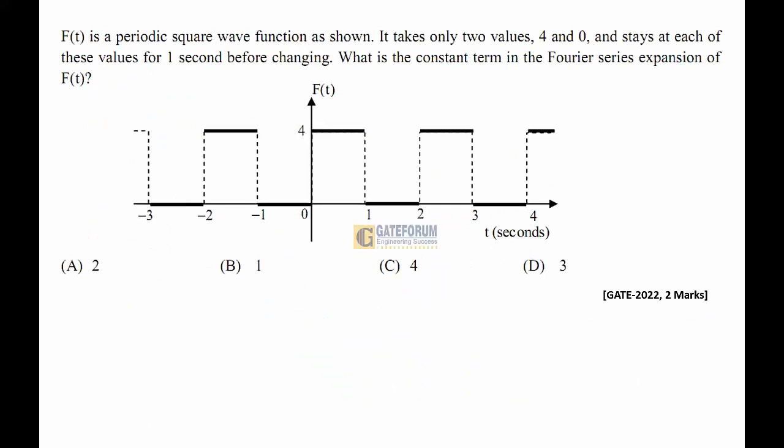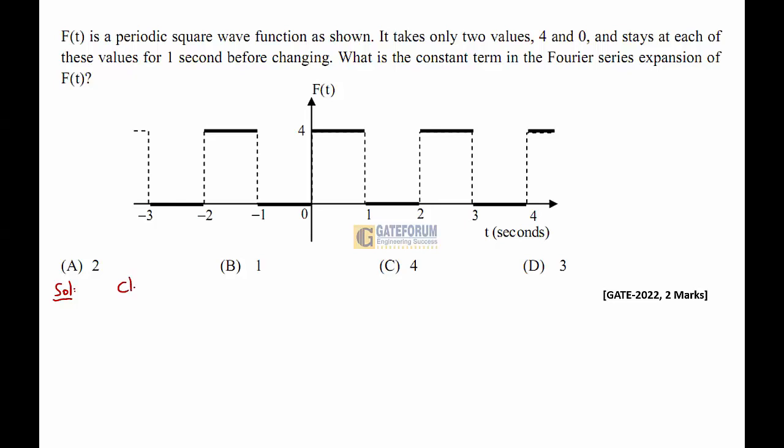The question is f of t is a periodic square wave function as shown. It takes only two values 4 and 0. Stays at each of these values for 1 second before changing. What is the constant term in the Fourier series expansion of f of t? So the graph is given. Periodic function having period 2, 0 to 2. The graph is same as 2 to 4, same as minus 2 to 0. The graph gets repeated after every interval of length 2. So 2 is the period.